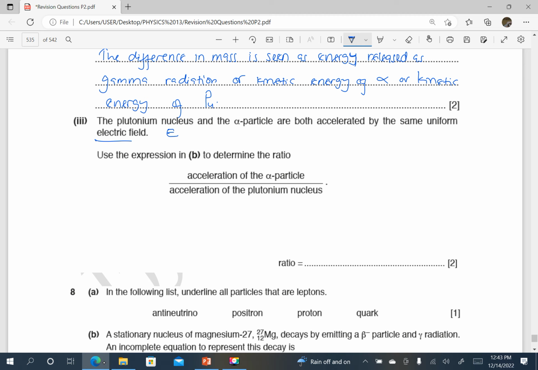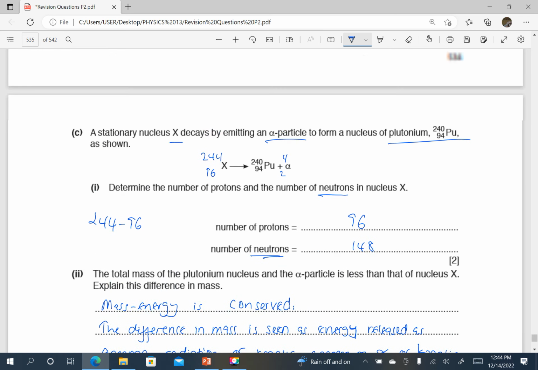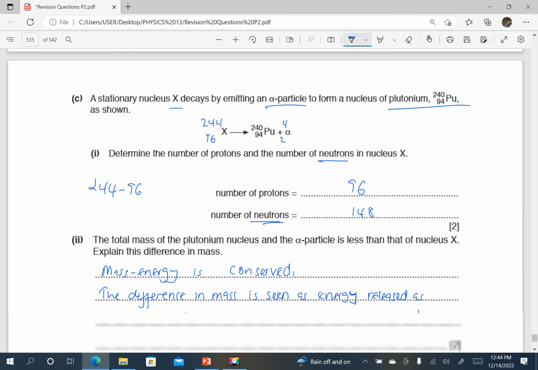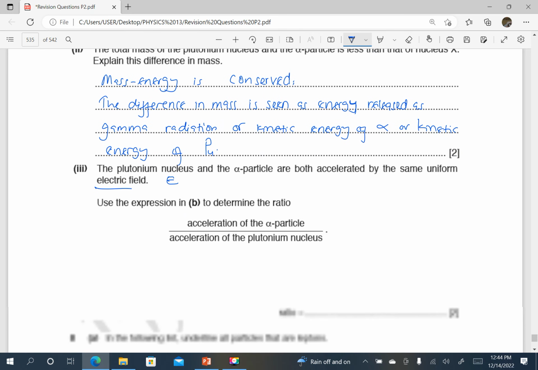Use the expression in B to determine the ratio of acceleration of the alpha particle over acceleration of the plutonium nucleus. So, the expression in B, I think I removed it because it was more of electric fields, but of course we can still answer this.